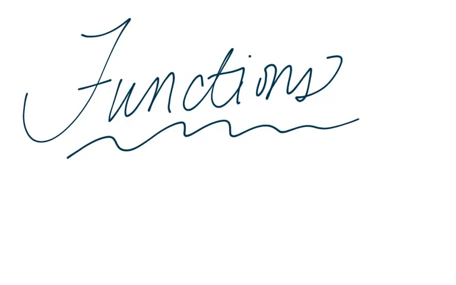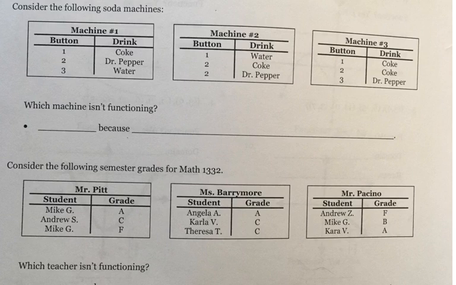In this video, we're going to take a look at functions, and the first thing we're going to start off with is we're going to look at a couple of situations. The first one is looking at these three soda machines, and we're going to figure out which one of these machines isn't functioning. So the first machine, button 1, gives me Coke. Button 2 gives me Dr. Pepper, and button 3 gives me water.